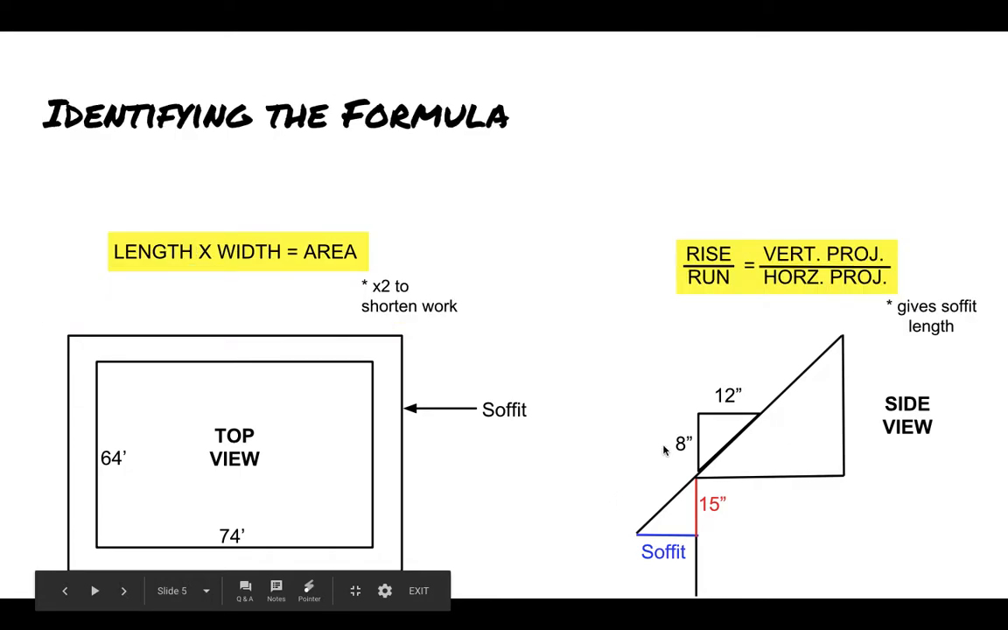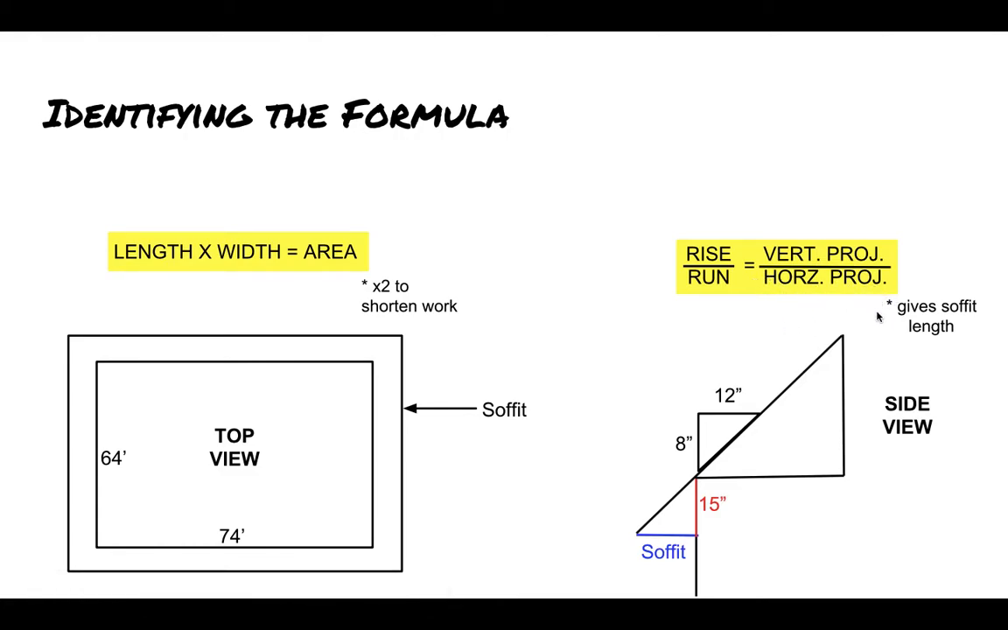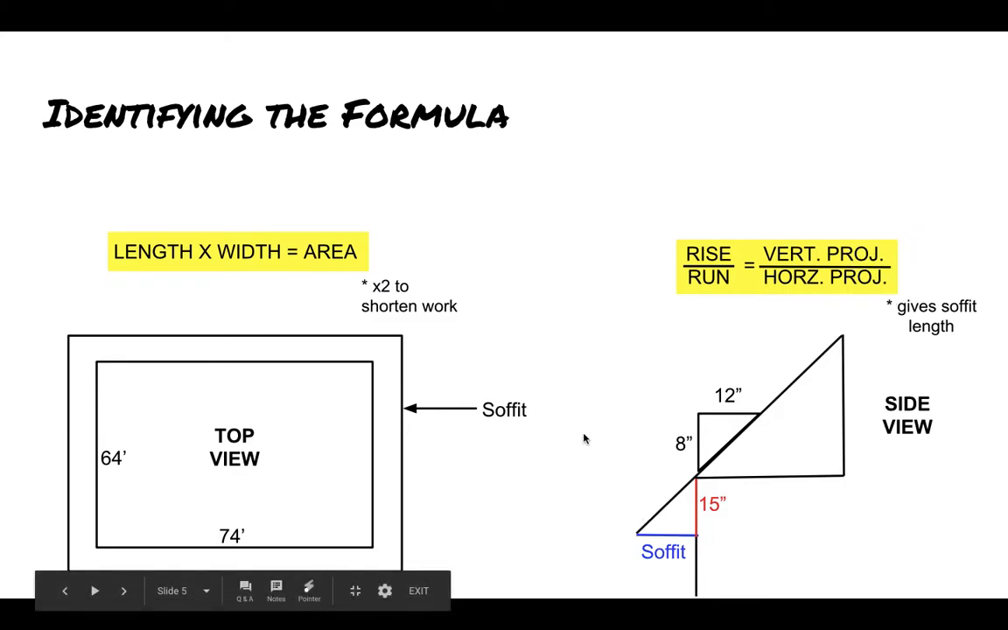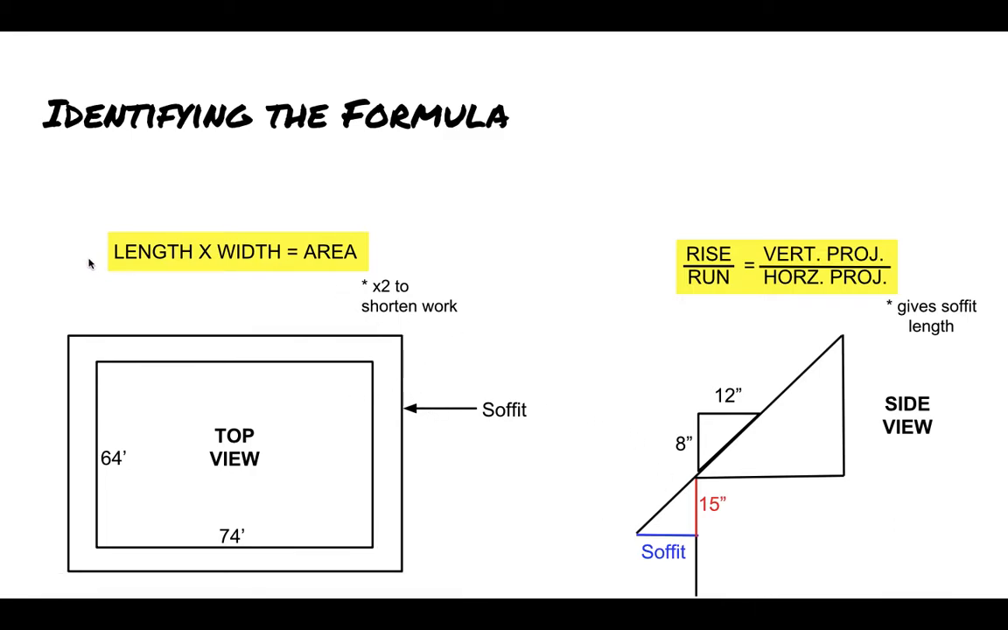So now we must identify the formulas used for this. First, since we have to find the soffit, we will use the formula rise over run equals vertical projection over horizontal projection. And as you can see, I made the note that once you find the answer to this equation, that will actually give us the soffit length. So once you get the soffit length, you will plug that into this equation, which is length times width equals area. And as you can see, I have made the note that you do times 2 to shorten the work. You will find out what I mean by that later in the video.